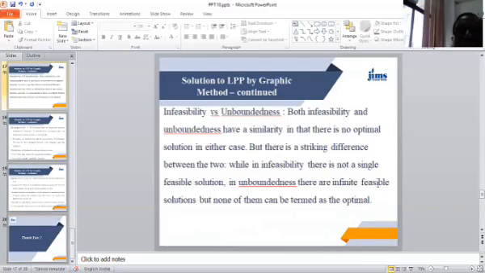So what is the difference between infeasibility and unboundedness? Both have a similarity in the sense that there is no optimal solution in either case. Infeasible solution means there is no solution. Unboundedness means there is no single solution. But there is a striking difference that in infeasibility, there is not even a single feasible solution. But in unboundedness, you find that there are infinite number of feasible solutions, but none of them can be termed as the optimal solution.